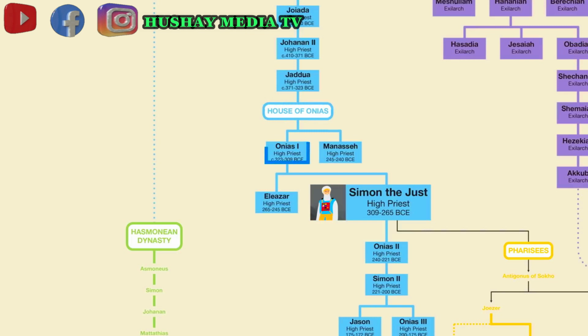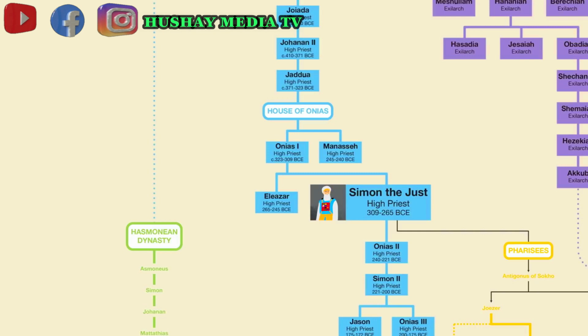Onias I. The Oniads went on to hold the high priesthood for most of the Greek period, with their most famous member being perhaps Simon the Just. During this period, the high priest was certainly the most important Jewish leader. After all, they held a hereditary position that went all the way back to the days of the First Temple.